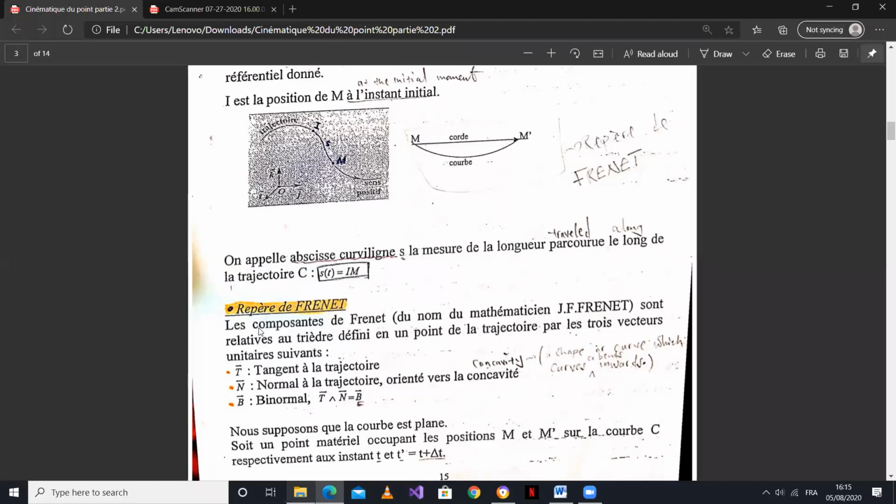It's written Frenet-Serret formulas. So these two French mathematicians, Frenet and Serret, these are their formulas. They have tried to show you how the base vectors in this Frenet frame (repère de Frenet) are oriented, or how they appear, to help you with your imagination.